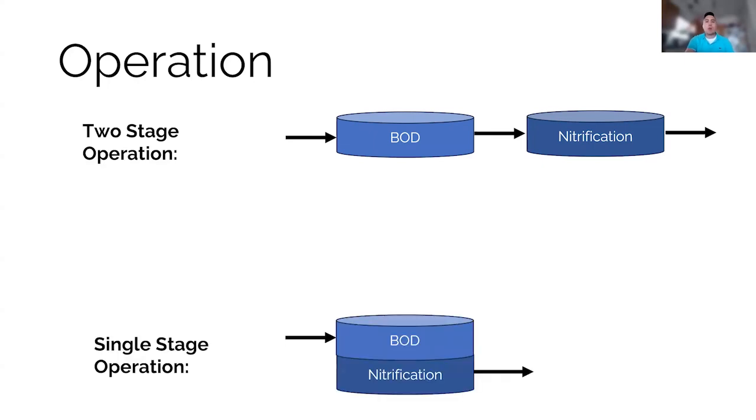Then for a single stage operation, the same thing occurs, but it's more stratified. So BOD treatment occurs at the top where those organisms have more oxygen, they're hungry, and then at the lower steps where there's less oxygen and there's going to be other oxygen sources available, nitrification occurs to remove any remaining organics.